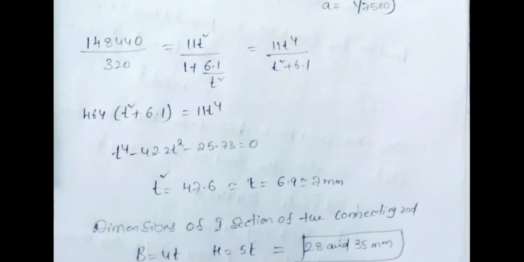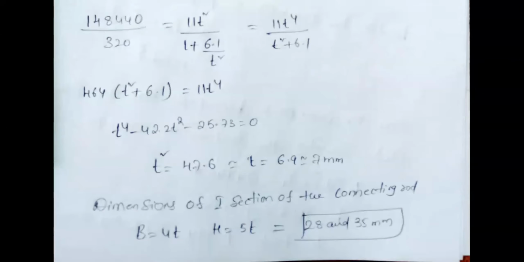Also draw the I section. Simply take an I section and note down the dimensions, b equal to 4t, h equal to 5t, the standard dimensions, and calculate the moment of inertia and get the value of t. Get the values of Ixx and Iyy and check the proportions. Then only move on to the further calculations. So this is how we get up to the thickness value equal to 7 mm.